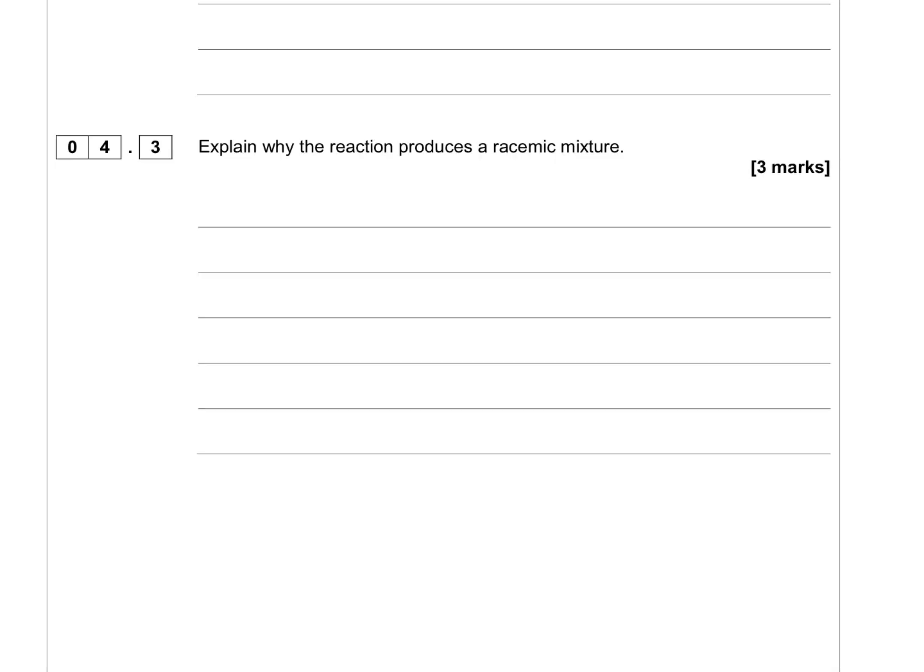So 4.3 says explain why the reaction produces a racemic mixture. You don't need to draw a diagram to get the marks for this, but I have drawn a diagram just to make it easier to explain. So if we remember that the carbonyl group on the aldehyde, or indeed on a ketone, is flat, it's planar, which means it is able to be attacked by nucleophiles equally from above and below.